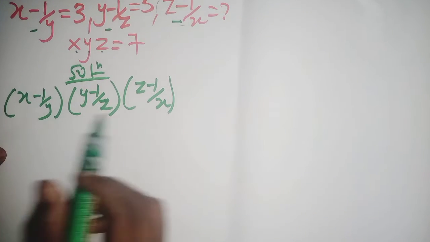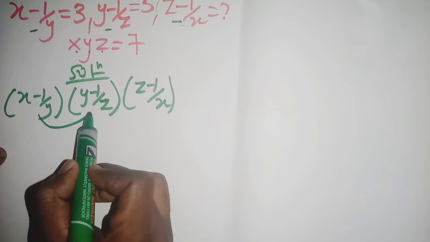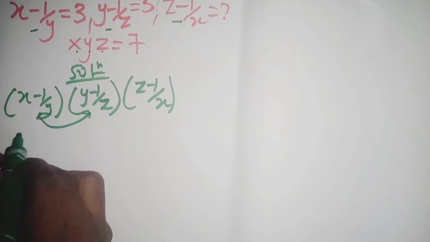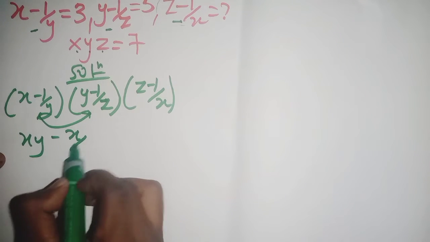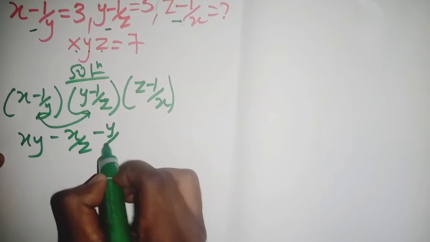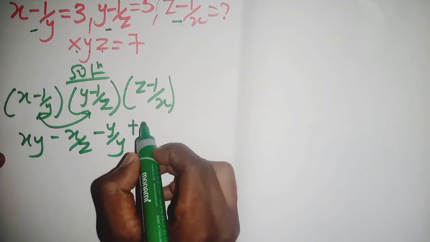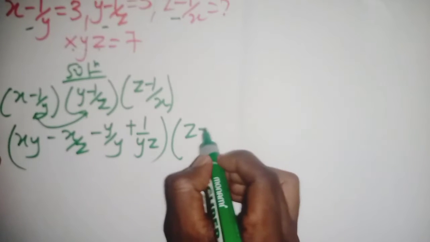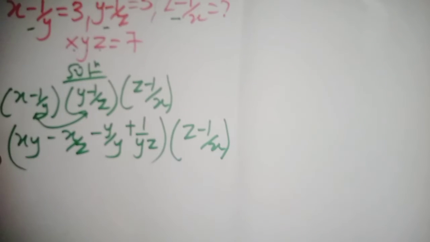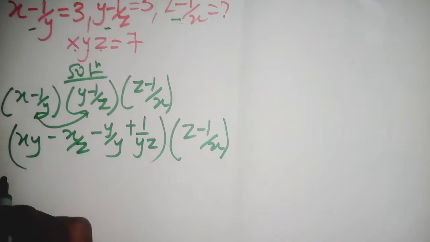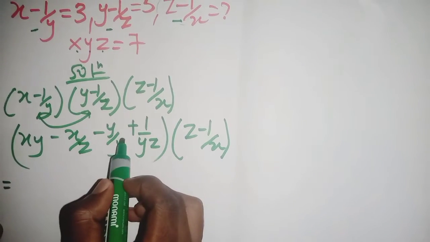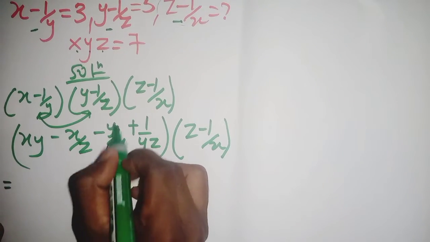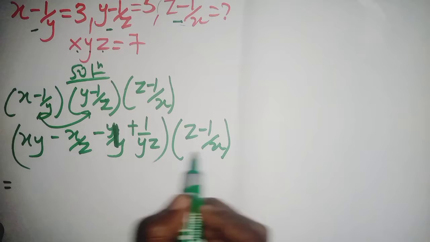So in this case, since we have this, we are going to find the product of these two, right? So finding the product of these two, it becomes xy minus x over z, then minus y over y, then plus 1 over yz, all of this being multiplied by z minus 1 over x here, right? Now with this one, what we can do next is we have y over y here, so that becomes 1. So let me write 1 here, right? Now let's go on and expand this also.